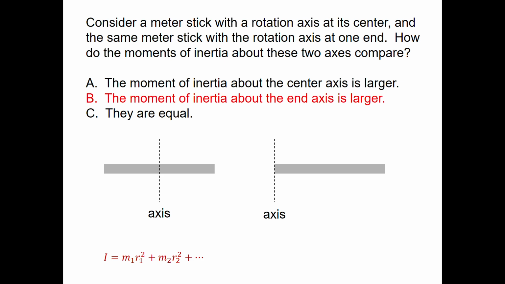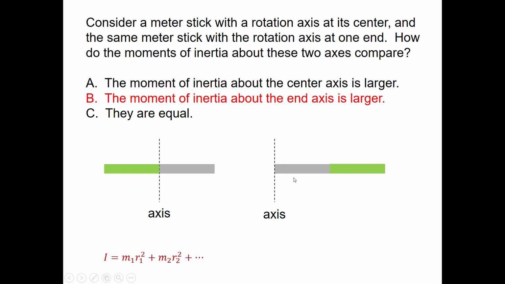The answer is B, that the moment of inertia about the end axis is larger, and it comes from this formula here. The r's are different, and what I can do is divide the object into two pieces, the gray part and the green part. If I'm dividing this object into a bunch of little bits of mass, there's a little bit of mass right here, and its distance from the rotation axis would be this little distance here. Well, I've got the same little bit of mass in this one. It's got the same distance from the rotation axis there.